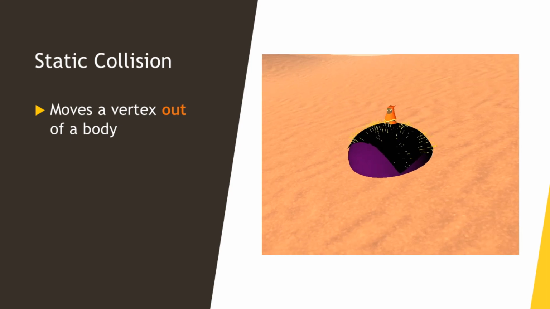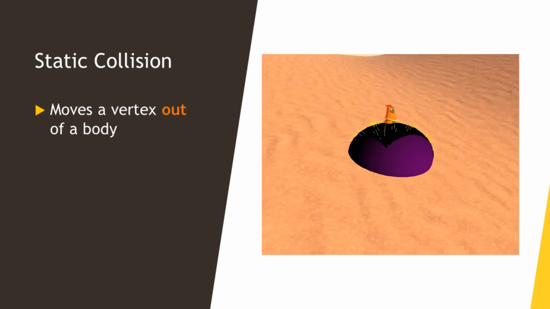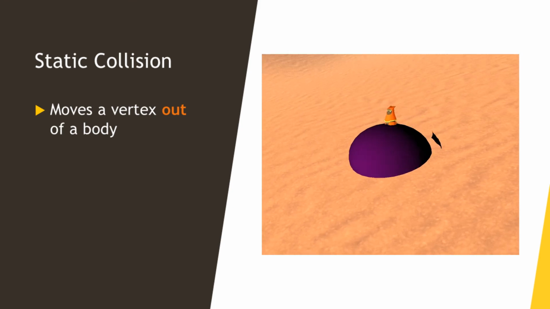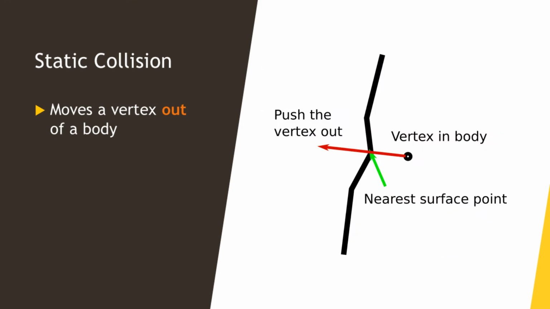Here we simply find the nearest surface point to our vertex and define another inequality constraint to push that vertex out of the body. This detection resulted in a lot more stable interaction between the cloth and the collider, in our case the player body.